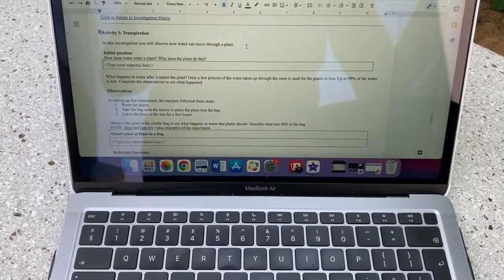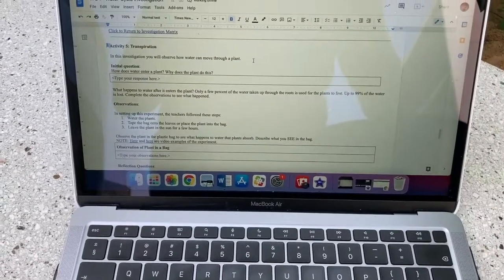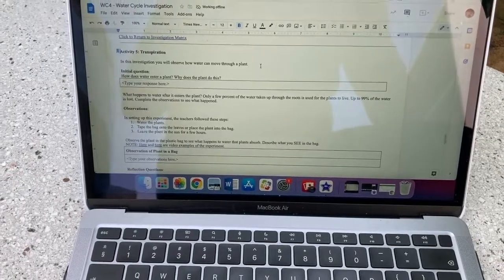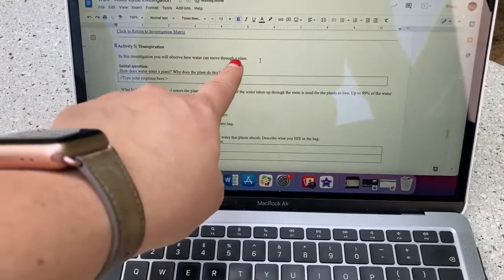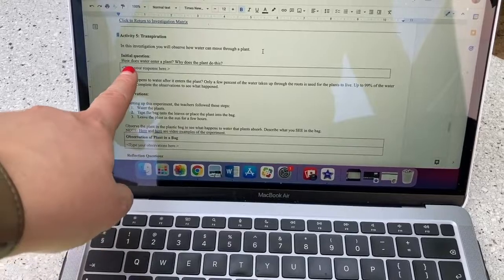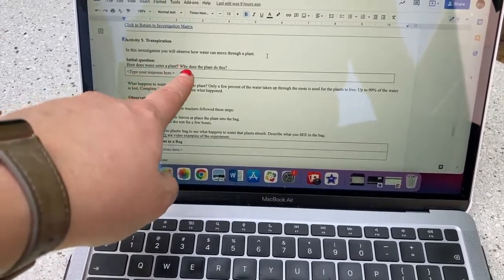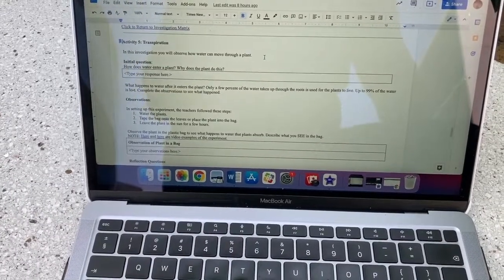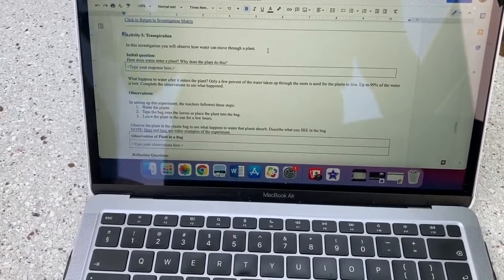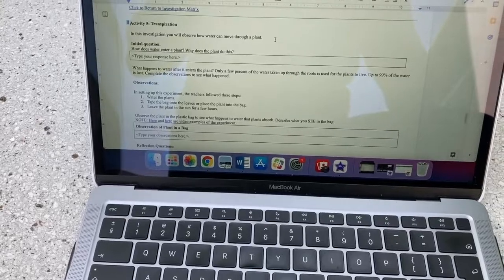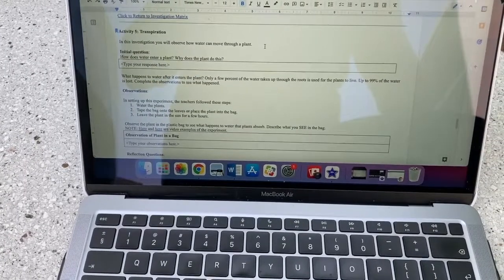All right, we are now on activity 5, investigation 5, which is about transpiration. So as you can see, we're going to observe how water can move through a plant. So first, an initial question that should just be background knowledge. How does water enter a plant? Why does the plant do this? So think about the parts or components of a plant. Which part does the plant use to take in water? Why does it do that?